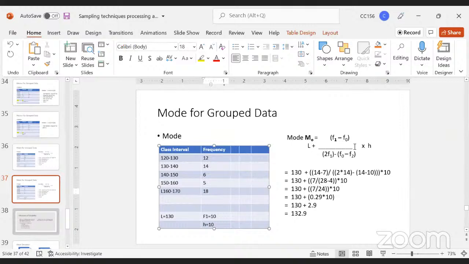F1, great. F0, great. Then what would be F2 now? We don't have any other value, so we'll substitute it with 0. So F2 would be 0 here. Great. Now substitute all these values in L plus F1 minus F0 by 2 F1 minus F0 minus F2 into H. So let's take the L value as 160.